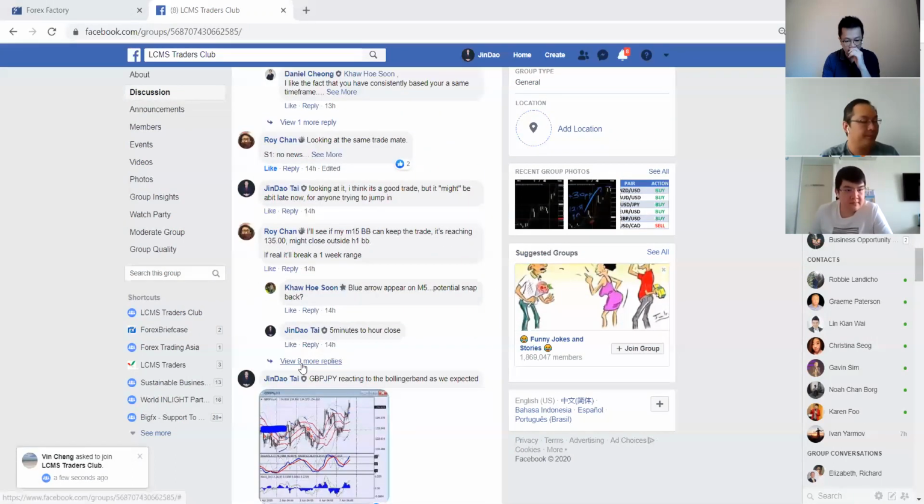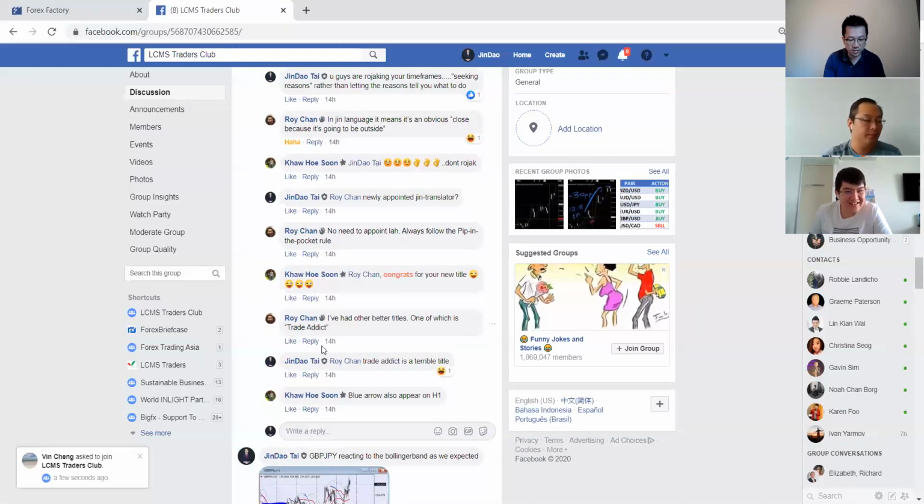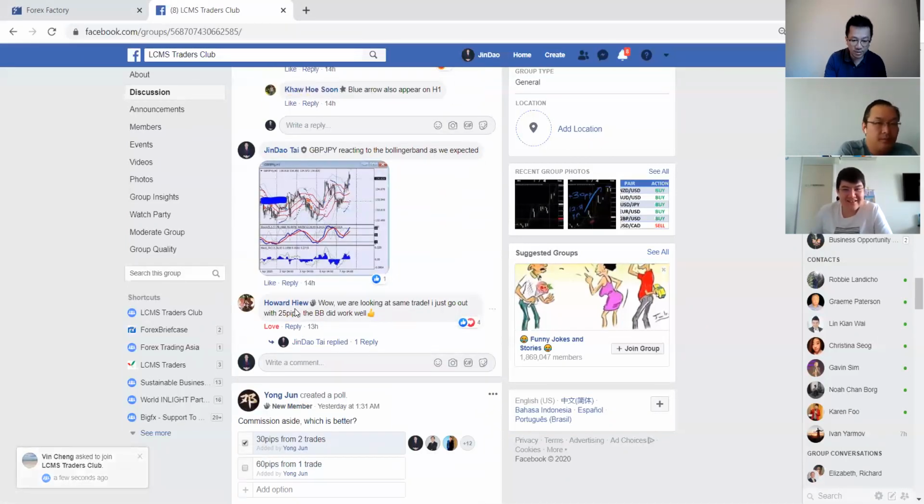And then we have, where is it? Roy was looking at it. Who else was looking at it? Howard's in this chat as well. Howard was looking at the same trade, got out of 25 pips.